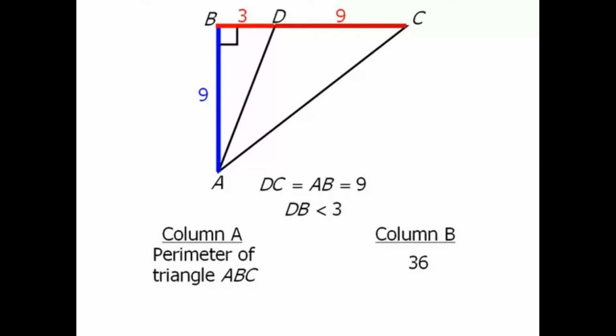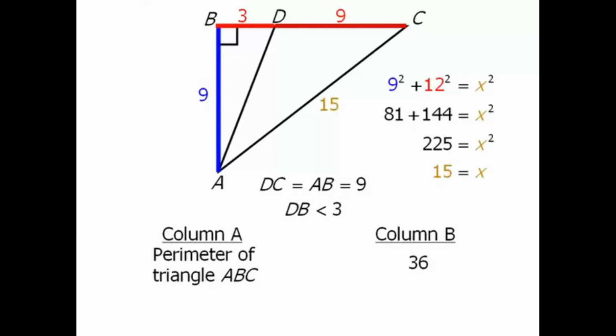Now to evaluate column A, we need to find the length of AC. So we'll say for the time being that this length is x. Since ABC is a right triangle, we can use the Pythagorean Theorem to write the following equation. From here we can solve for x to see that x equals 15. So we'll replace this here. This tells us that if the length of DB is exactly 3, the perimeter of triangle ABC is exactly 36. It's equal to the value in column B.